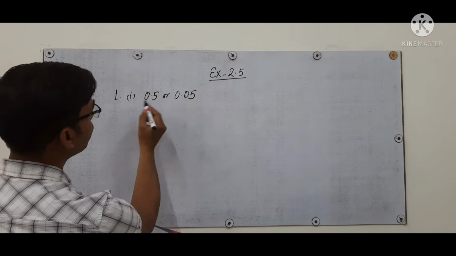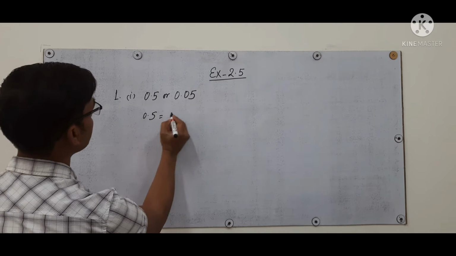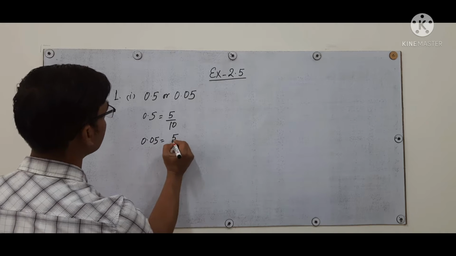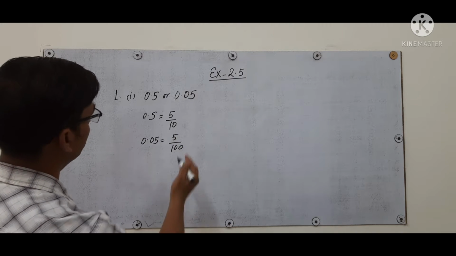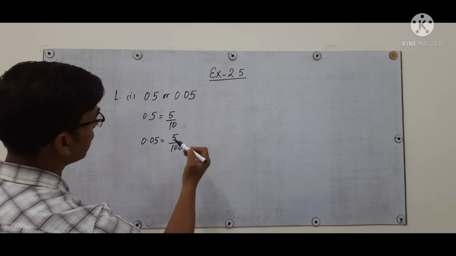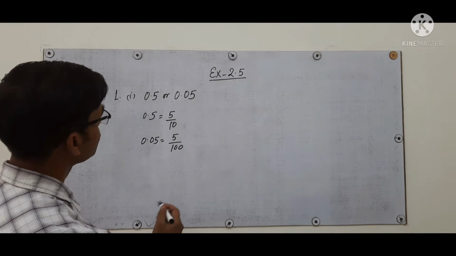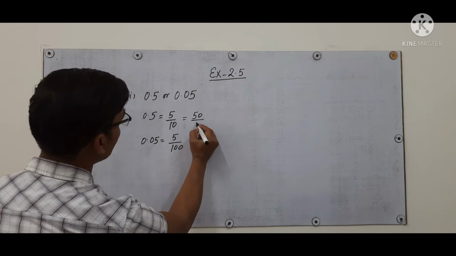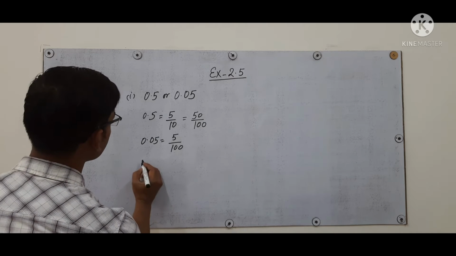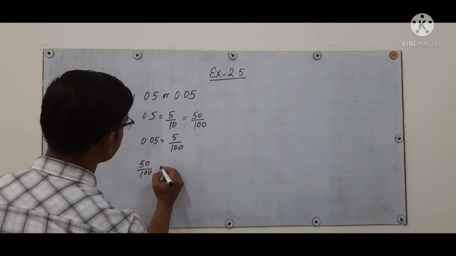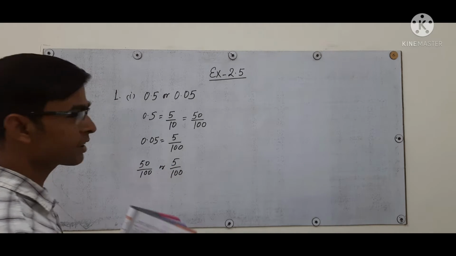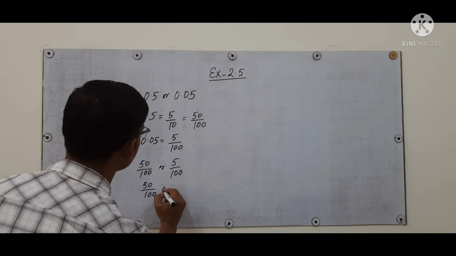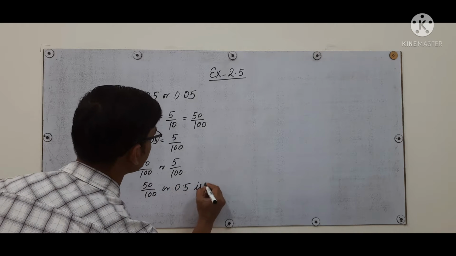So first of all, we will remove the decimal. So 0.5 can be written as 5 upon 10, and similarly 0.05 can be written as 5 upon 100. So in the first fraction the denominator is 10 and in the other it is 100. Okay, so first of all we will make the denominators of both equal. So we can write it as 50 upon 100. So the first fraction is 50 upon 100 and the second is 5 upon 100. So which is greater? It can be easily understood that 50 upon 100 is greater, or we can write it as 0.5 is greater.